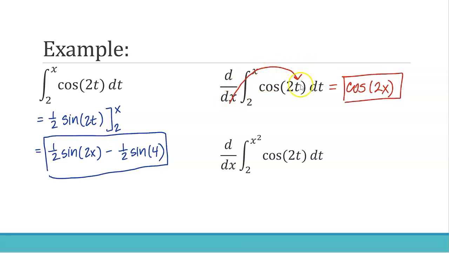And that's it, right? Cosine 2x. So since we're taking a derivative, there would not be a plus c, right? That doesn't make sense. There was never a plus c with derivatives. And so the answer is just a function.